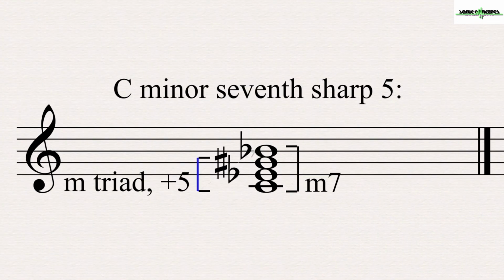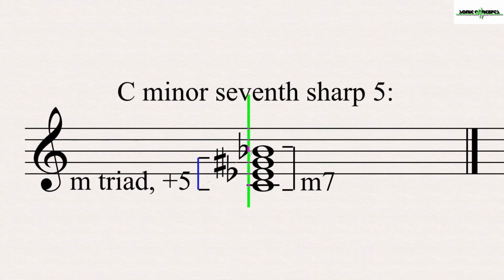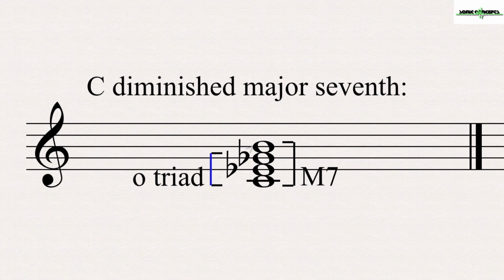The minor 7th sharp 5 chord consists of a minor triad with an augmented 5th as well as a minor 7th above the root. Here's how this sounds. The diminished major 7th chord consists of a diminished triad as well as a major 7th above the root. Here's how this sounds.